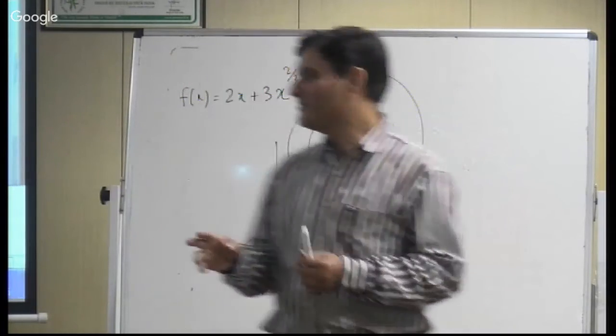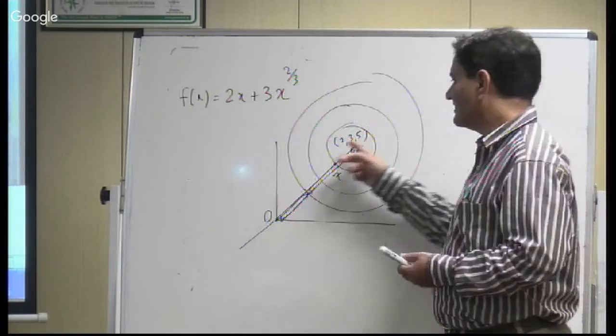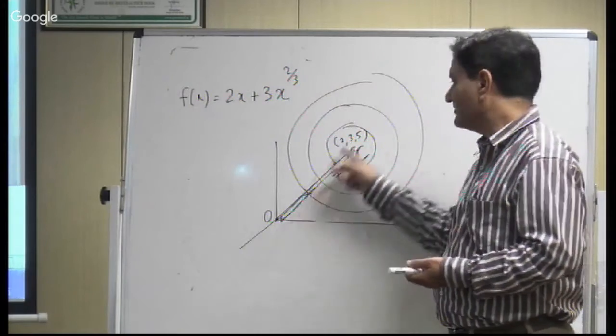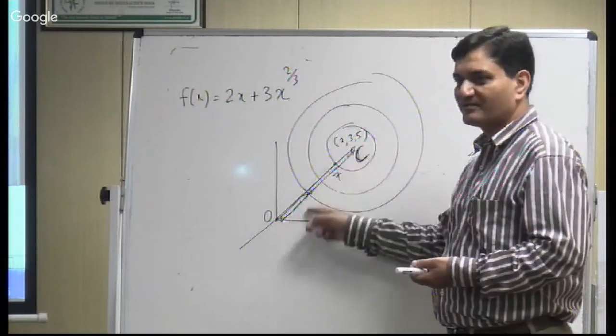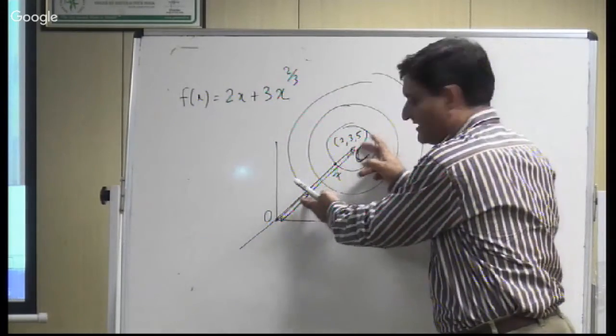If the radius is given, then there's no problem. This point is the origin, this is the center. You can just use the distance formula to calculate this. It will be the square root of 2 square plus 3 square plus 5 square. You know this distance, subtract the radius. Then this is the shortest distance.